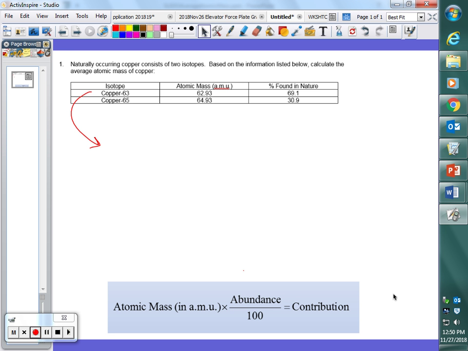All right, so the first calculation, it says we take its atomic mass. This column here gives us the atomic mass, right? So for copper 63, we're going to do 62.93, okay? And then we're going to multiply it by this fraction that says abundance over 100. The abundance is just the percentage. So we look on the chart, what percentage is copper 63? 69.1. Okay? And then we put that over 100. Okay?